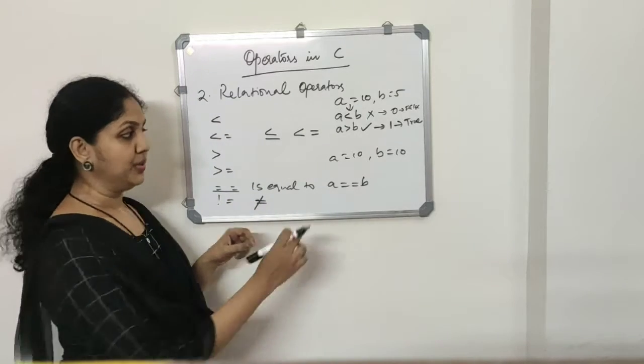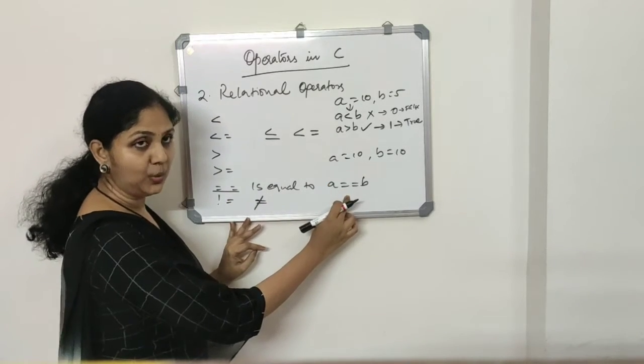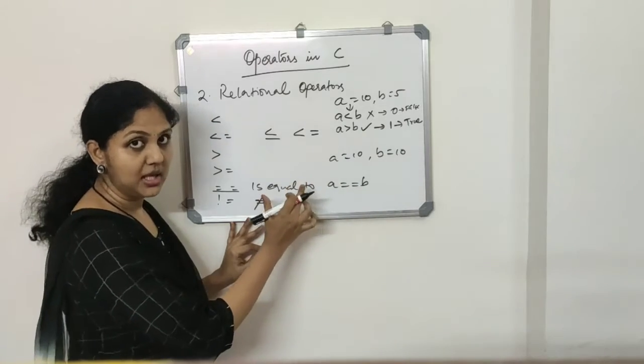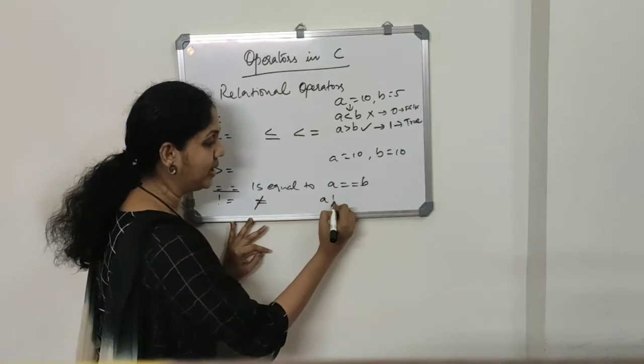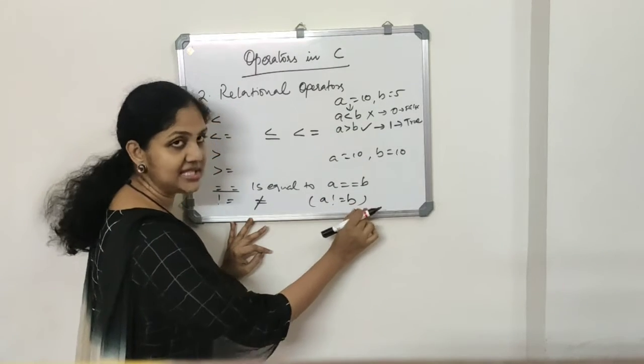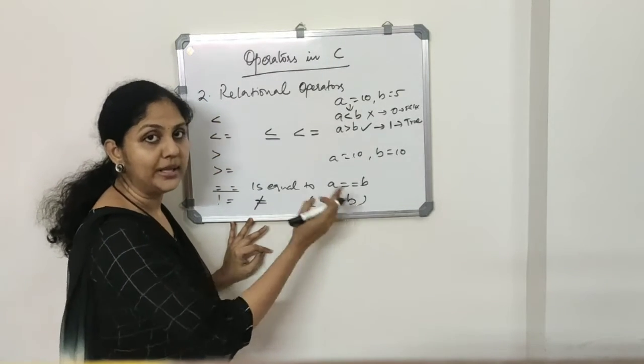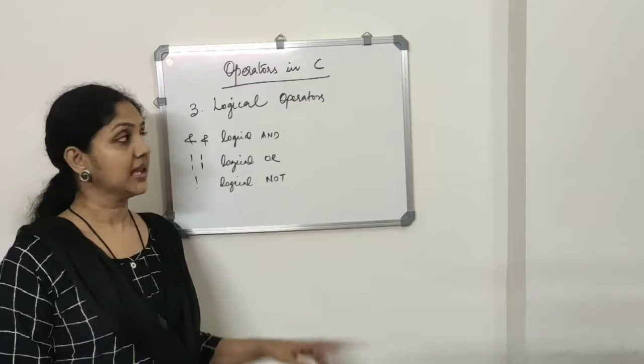Here is equal to. If both A and B are equal, then it returns 1. If A and B are not equal, A not equal to B, if this is correct, if A and B are not equal, then it returns 1.